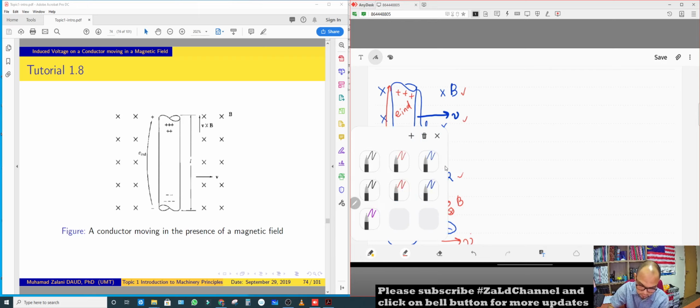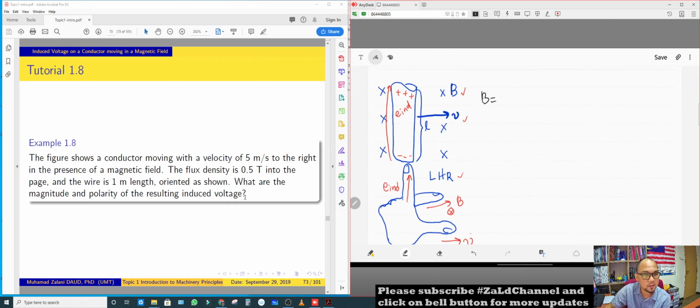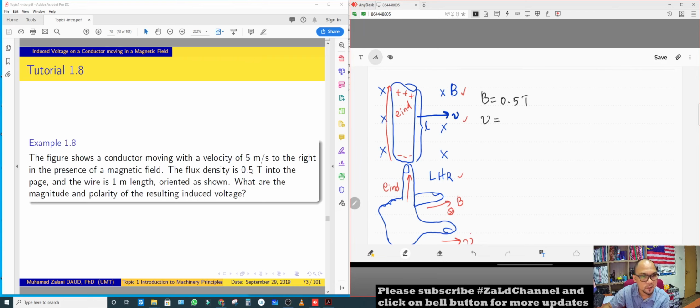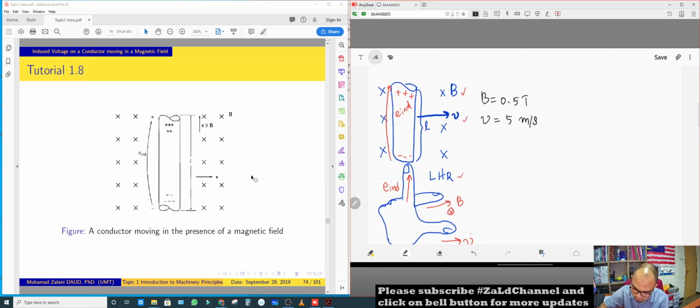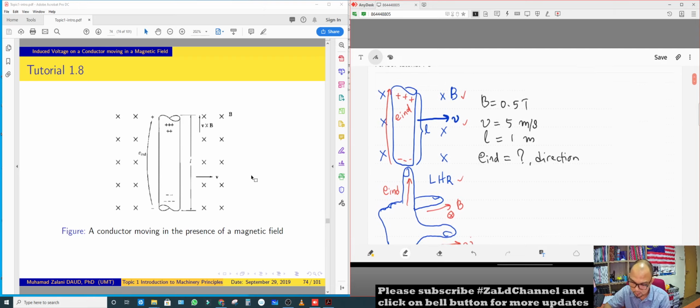So we have the information to do the calculation for this case. We have B is given, which is B is 0.5 Tesla. V is also given. V is 5 meter per second. And L is given as 1 meter length. So now we want to find the induced voltage, E in. So what is the magnitude of induced voltage, and also how about its direction? So direction, we already know the direction by using the left hand rule, right?